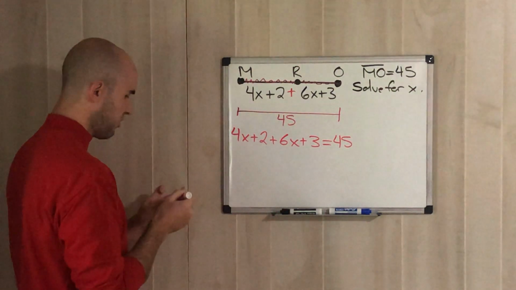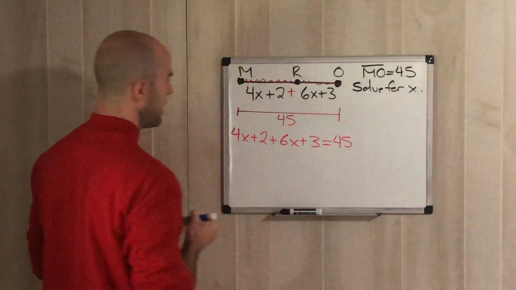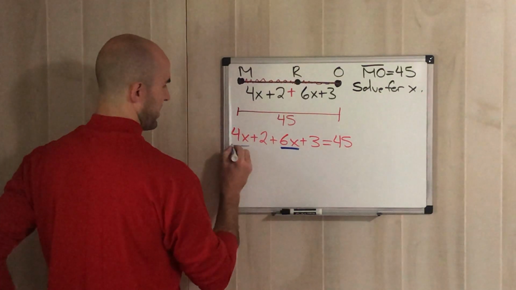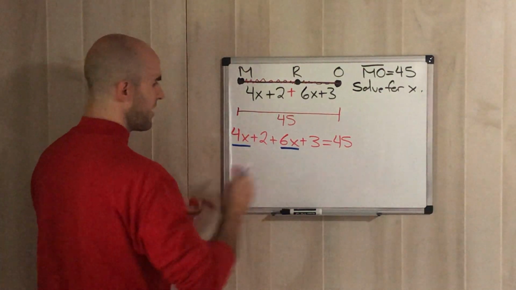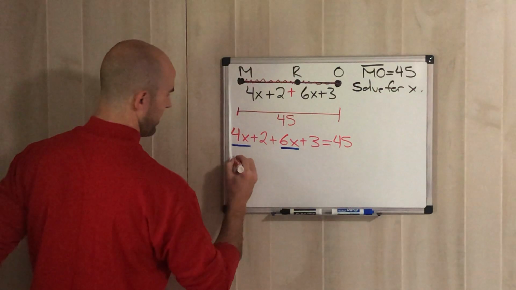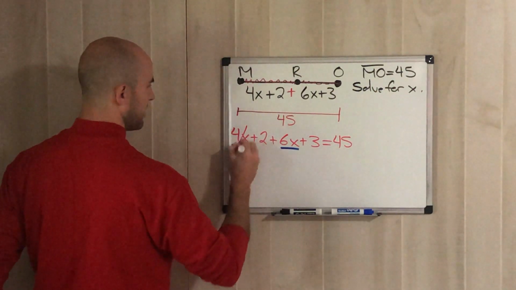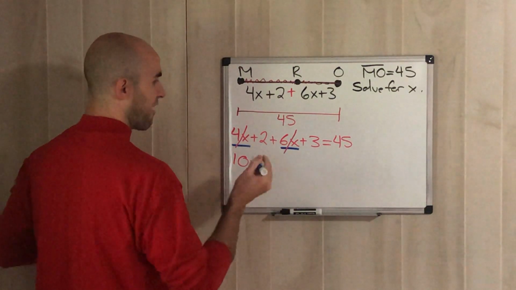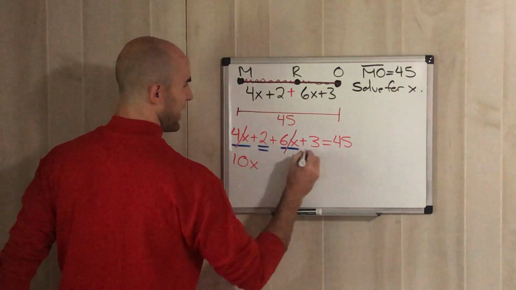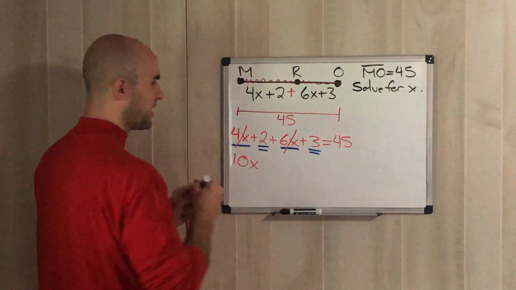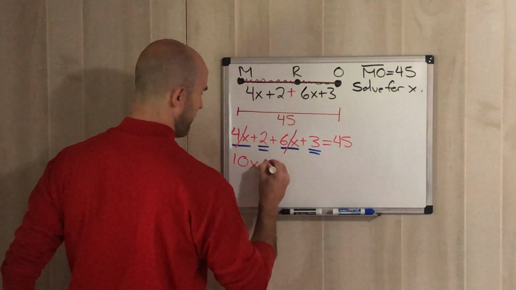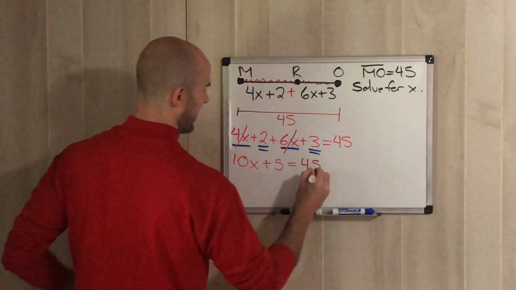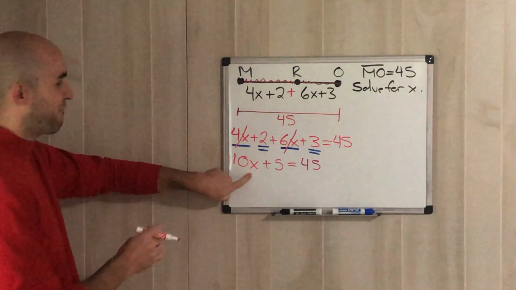And now, same thing we did before. You want to combine like terms. 4x has an x right there, 6x has an x right there, so we combine the x's. 4x and 6x gives us 10x. Cross those out. We now combine everything that doesn't have the variable on this side, the 2 and the 3. 2 plus 3 gives us 5, equals 45. Anything that has to do with the variable, save for last.